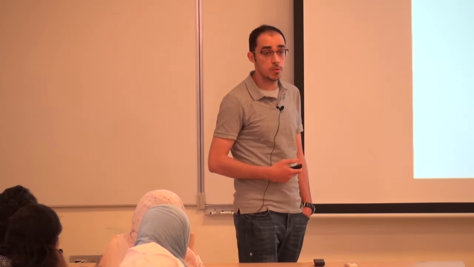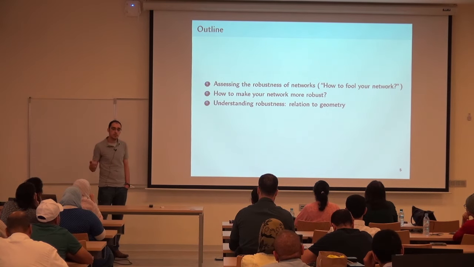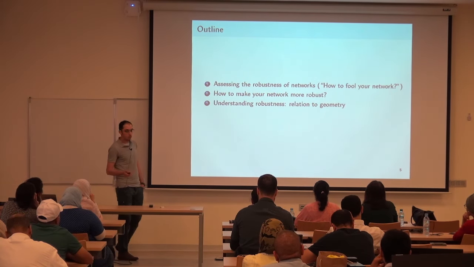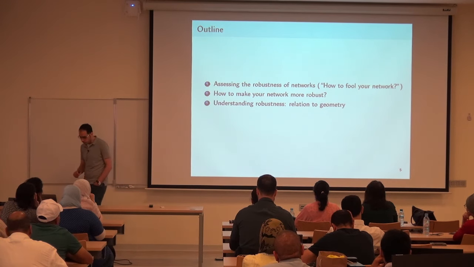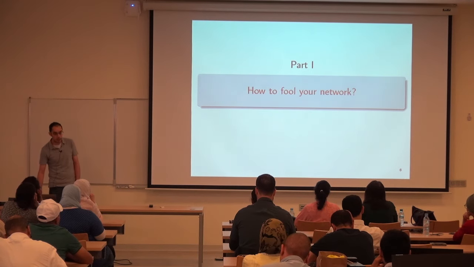And then the last part is going to be more theoretical. We'll try to understand some of the connections between robustness and geometry, and derive some theoretical guarantees on the robustness that you can have on your network. So the talk is going to be more practical in the beginning, and as it goes on, it's going to increase in difficulty and be a bit more theoretical. Yeah, so part one, how to fool your network.